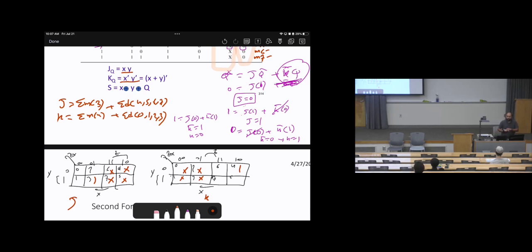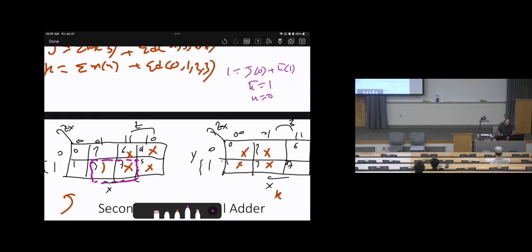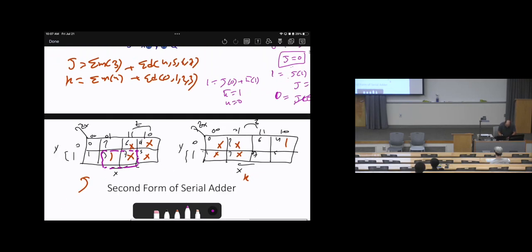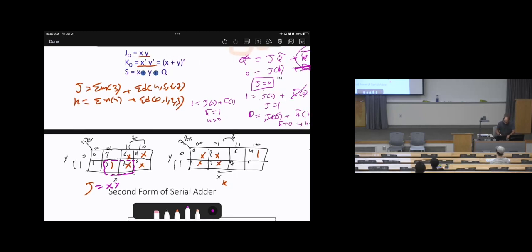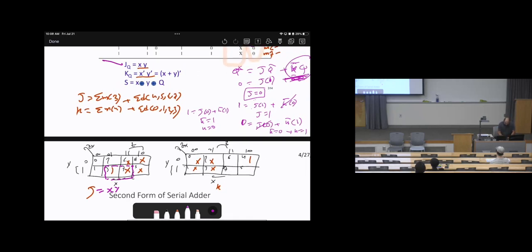Now, look at j. Can we combine 8 squares? No. Can we combine 4? I don't think so. So the only way is to combine 2. So we can combine these two, and these two are located between x and y. Therefore, we got j equal to xy.